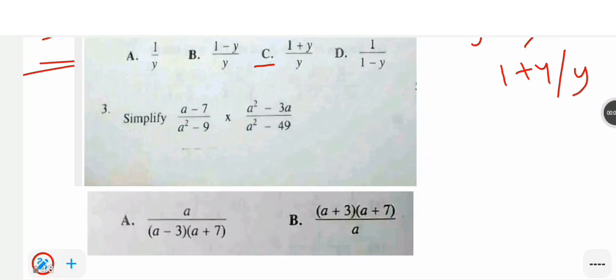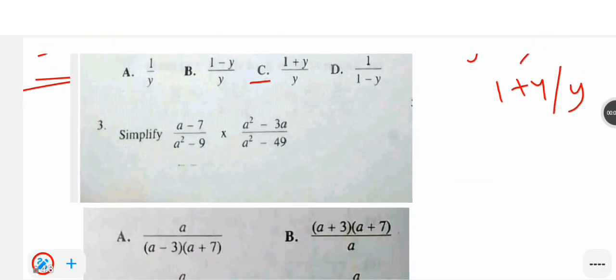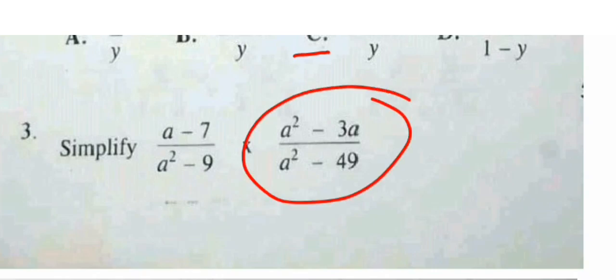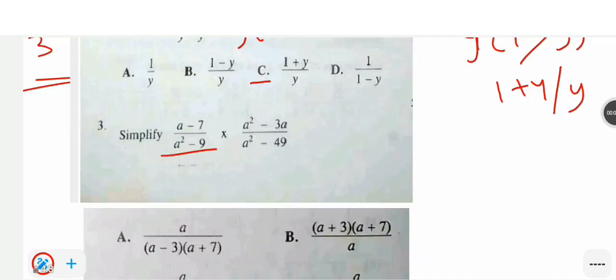For the next one, you have to simplify a minus 7 times a squared minus 3a over a squared minus 49, then over a squared minus 9. For the difference of 2 squares, you have this one here, a squared minus 9. 9 is 3 squared, so you can see a difference of 2 squares from there. 49 is 7 squared, so you can also see a difference of 2 squares. But this one is not a difference of 2 squares, because 3a does not have a square root.